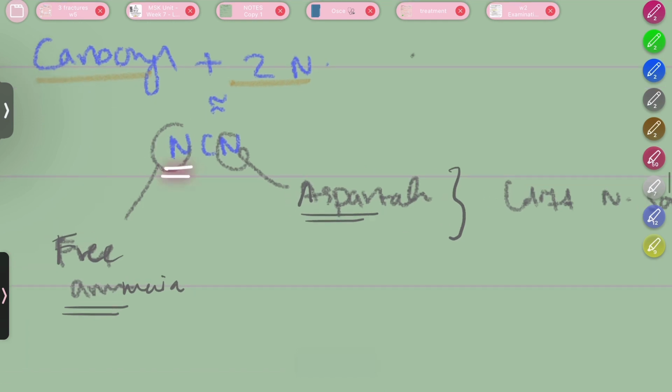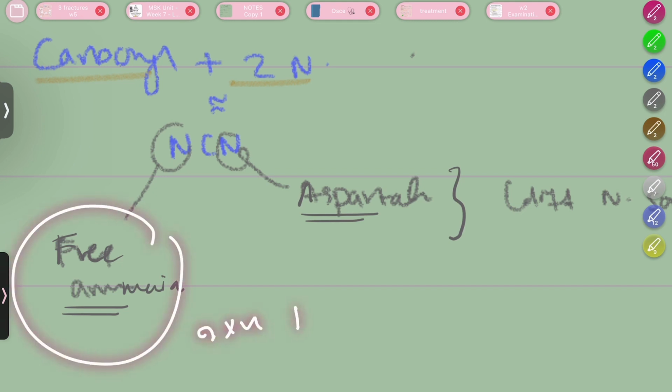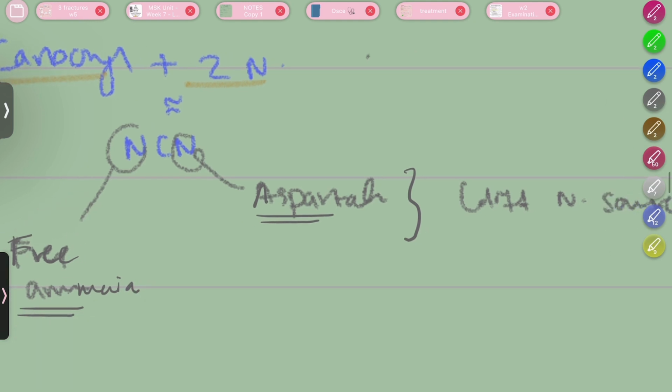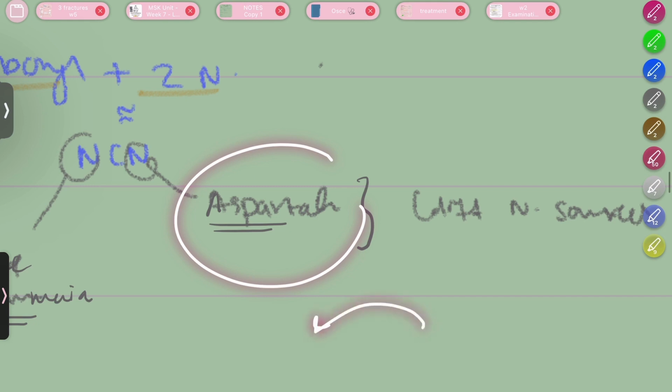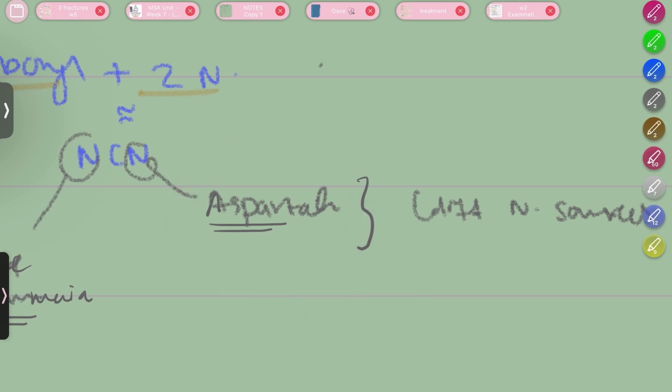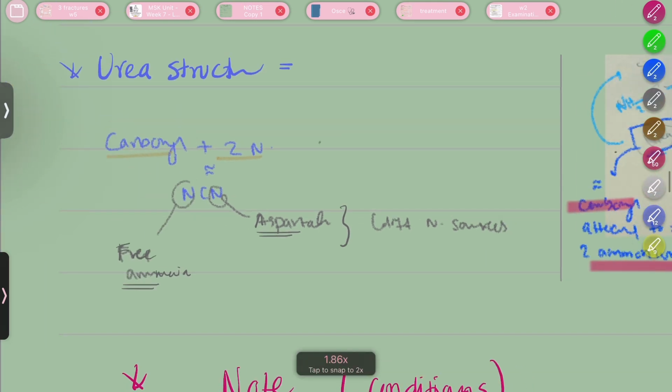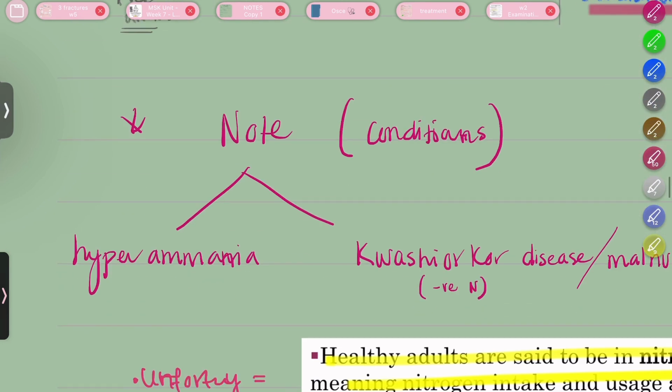The very first nitrogen that is incorporated to form the urea is from the very first reaction, number 1, which starts off with the free ammonia. The second nitrogen source comes from the aspartate, which is incorporated in the cycle, as we will see now. And then once we form this structure, we're done with the urea cycle. So another aim is forming the structure, the NCN.